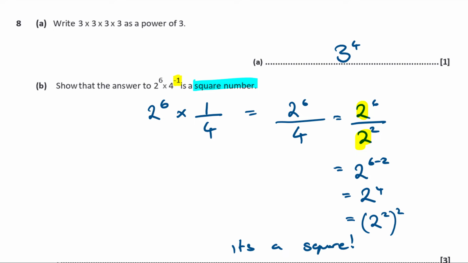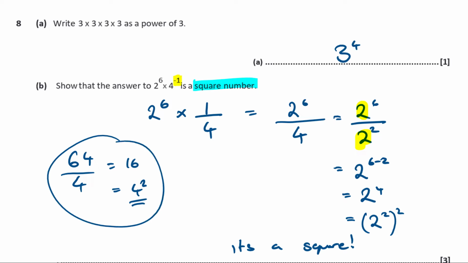The other way of doing it would just be to work it out, really. So 2 to the power 6 is 2, 4, 8, 16, 32, 64. So 2 to the 6 is the same thing as 64. And if you divide that by 4, that is going to give me 16, and I know that 16 is 4 squared. So that's another way of doing it. Okay, so if you didn't like doing it with all the powers, you could just do it with the numbers instead. So that's an alternative way of proving it.